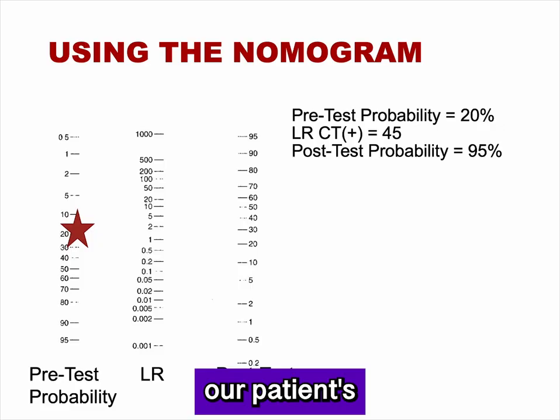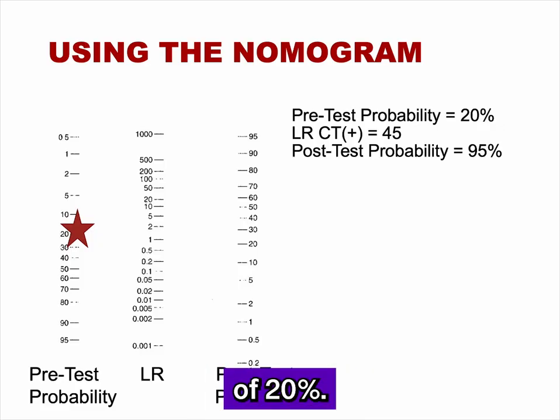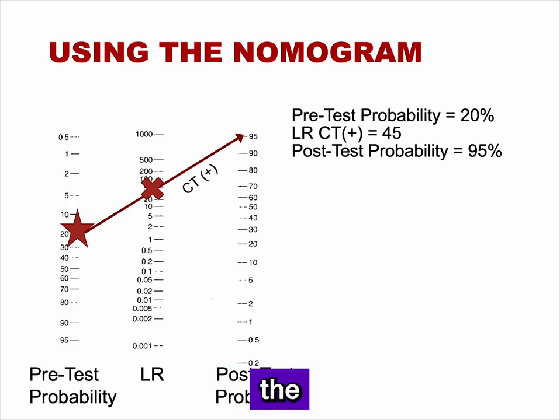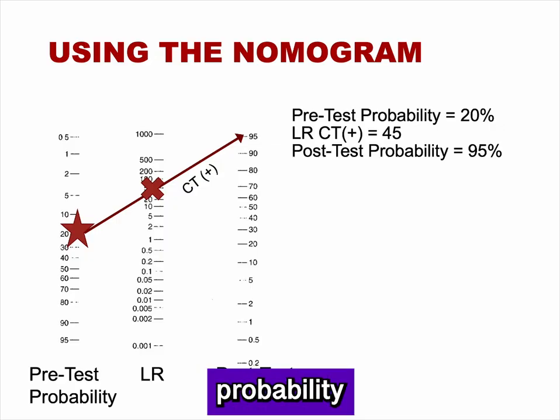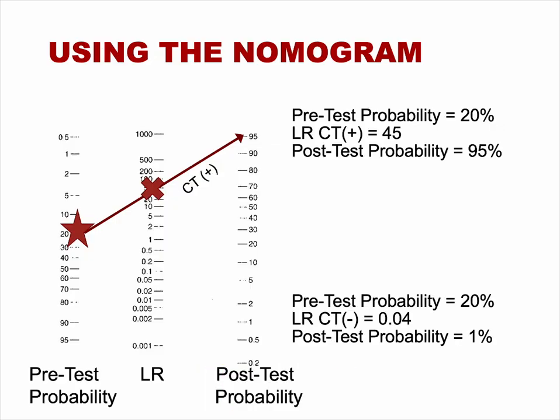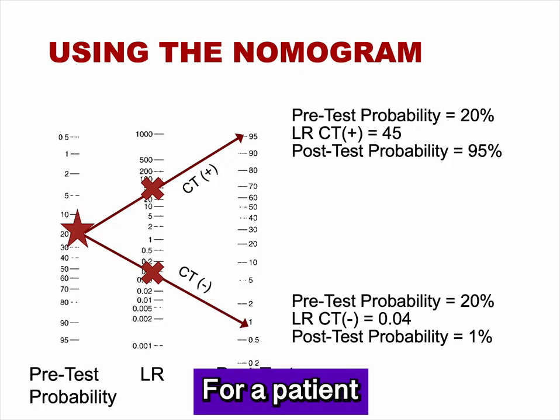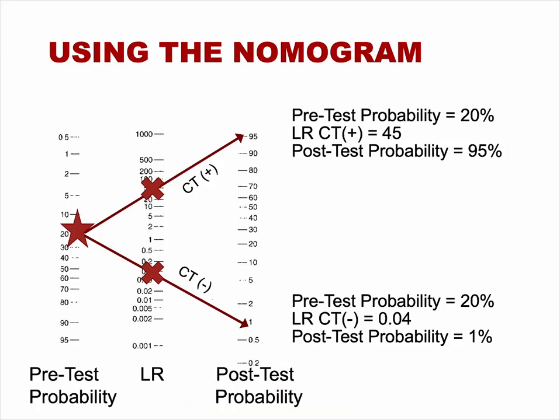We start with our patient's pretest probability of 20%. The likelihood ratio of a positive test is 45. For a patient with a pretest probability of 20%, the probability of having appendicitis after a positive CT scan is 95%. We again start with a pretest probability of 20%. The likelihood ratio of a negative test is 0.04. For a patient with a pretest probability of 20%, the probability of appendicitis after a negative CT scan is 1%.